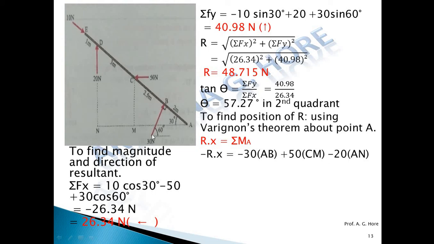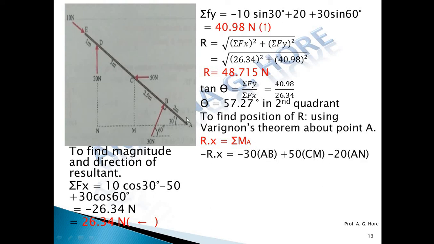Okay. Now see, this force at point B rotates clockwise about A, and clockwise is minus, so minus 30 into AB. How does this 50 Newton force at point C rotate about A? Like this, anti-clockwise. So plus 50 into Cm. Now this 20 Newton force at point D has a clockwise rotation. So minus 20 into An. And for this 10 Newton force, because the perpendicular distance becomes 0, the moment is 0.